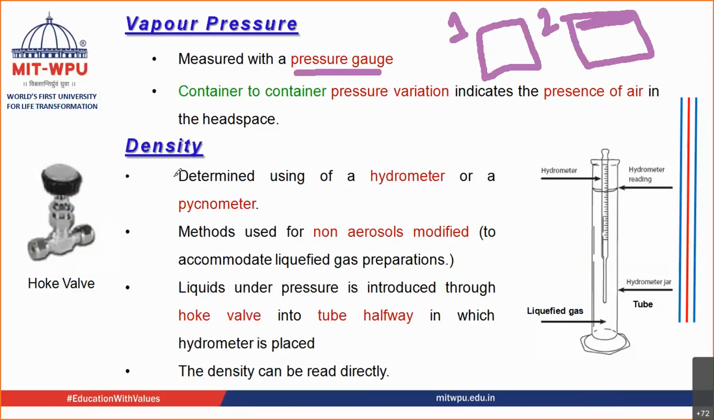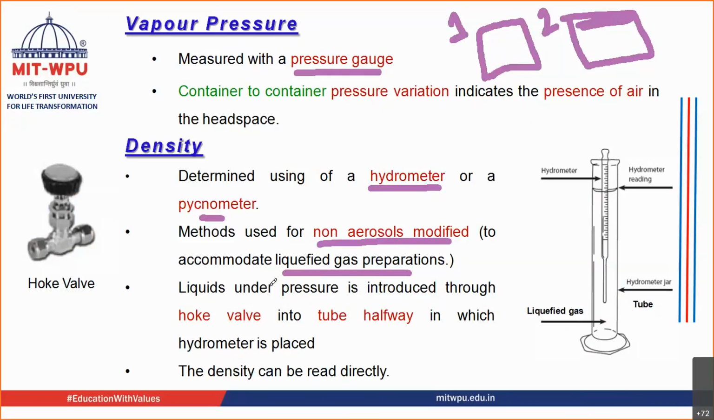The second physicochemical test that you carry out is determining the density. Density is usually determined with the use of a hydrometer or pycnometer. Usually the tests that are used to determine the density of a non-aerosol product, for your liquids, for any of your suspensions, etc., those tests are a little bit modified in order to accommodate your liquefied gas preparation.